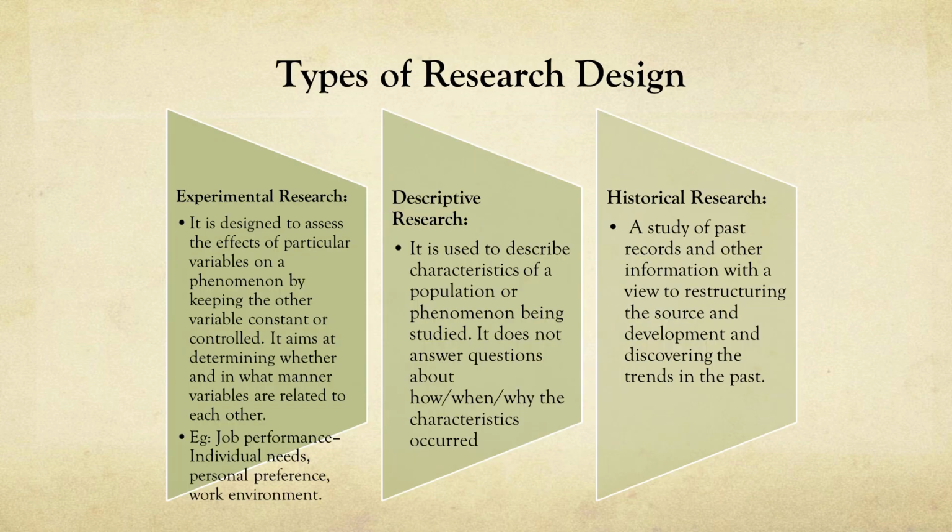The different types of research that we discussed earlier. So there are a few more. One of them is called historical research. In historical research, it is basically a study of all the past records and other information with a view to restructure them from the given sources, which are obviously authentic, and develop or discover the trends in the past. One of the techniques which can be used to do that is the Delphi method.